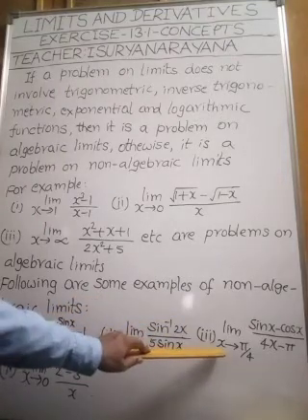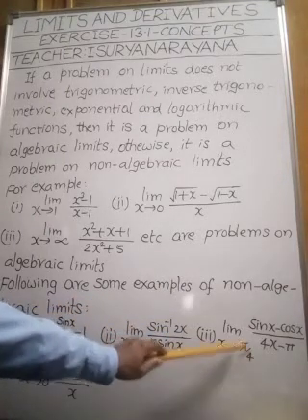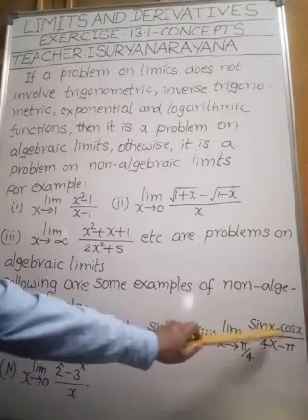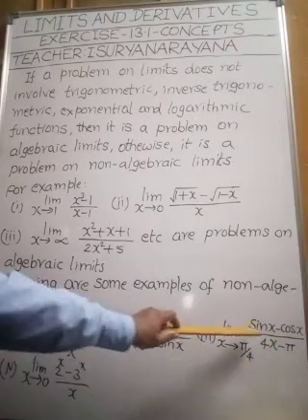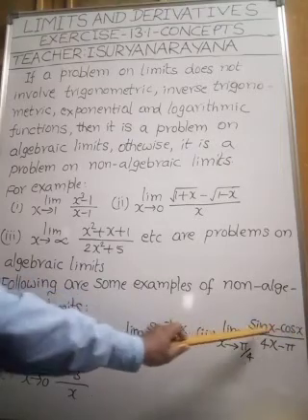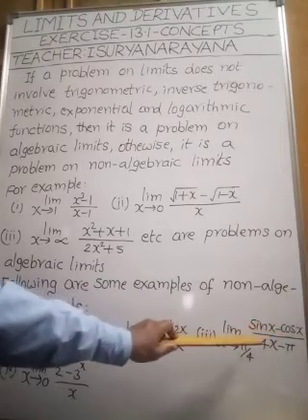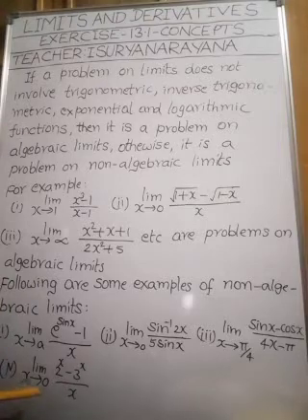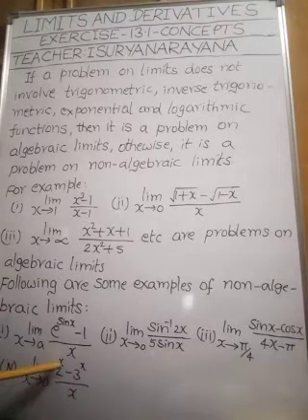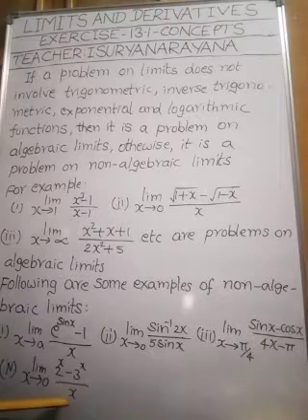Similarly, this third example, as x tends to pi by 4, limit of (sin x minus cos x) by (4x minus pi). If you observe the numerator, trigonometric functions are there. So this is also one example of non-algebraic limits. Now come to the next example. As x tends to 0, limit of (2 power x minus 3 power x) by x.